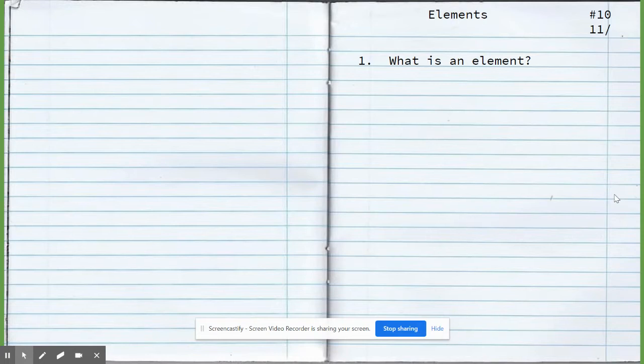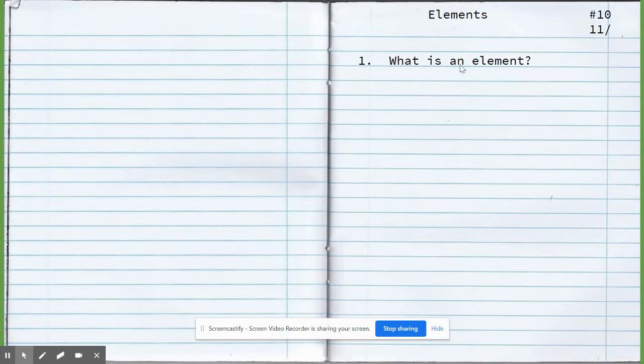And then we need to move to the next available page on the right-hand side. I know we're probably tired of hearing that by now. Next available page, right-hand side at the top. Elements, topic number 10, today's date. And question number 1, what is an element?